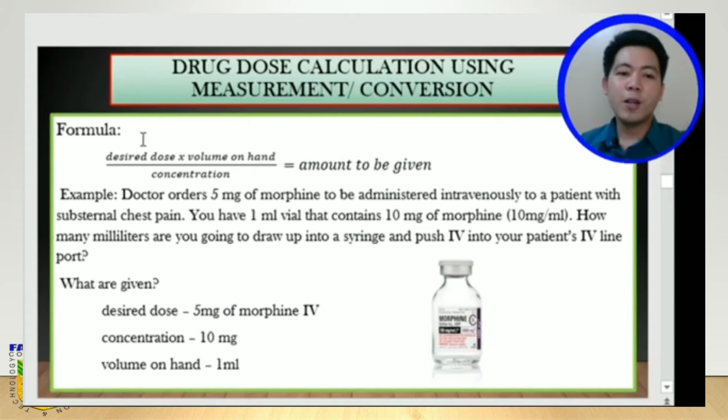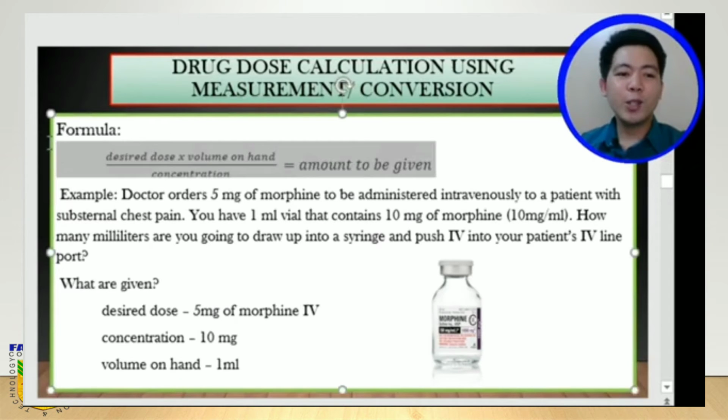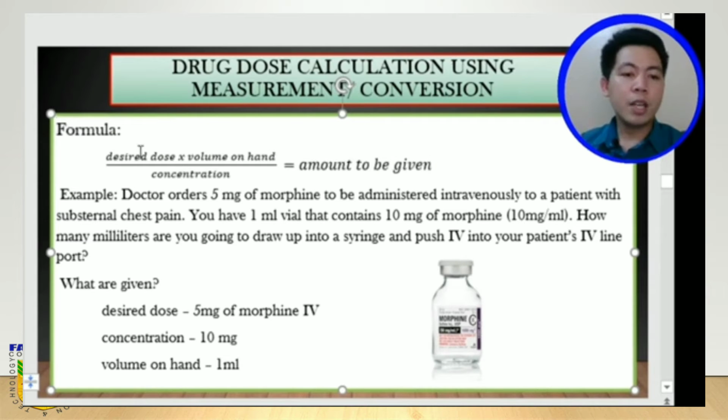Now, drug dose calculations using measurement or conversion. Ayan, for example, given na po pala dito yung formula. Okay, paano gagamitin itong formula? Let's say we have the desired dose times the volume on hand divided by or over concentration. Yun yung amount to be given. Ulit, paano hanapin ang amount to be given? We have desired dose times the volume on hand divided by concentration.